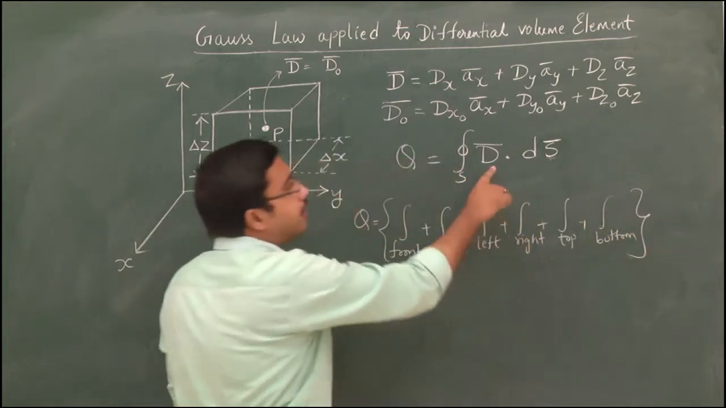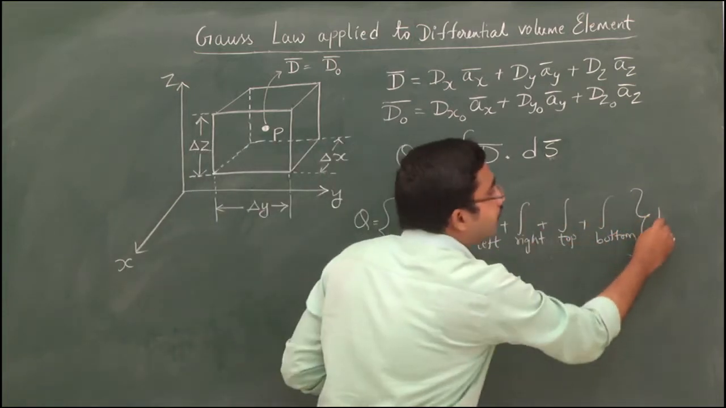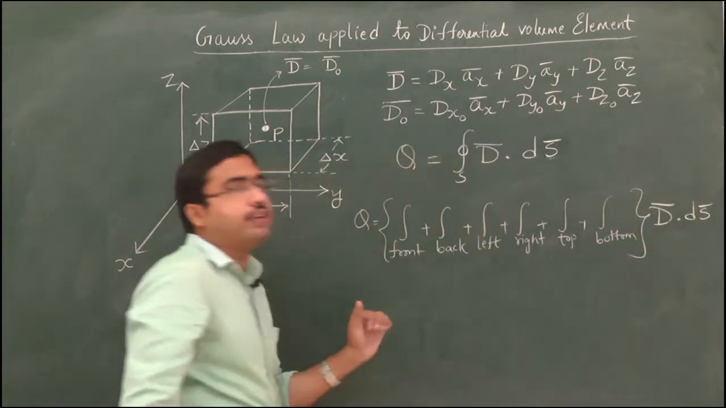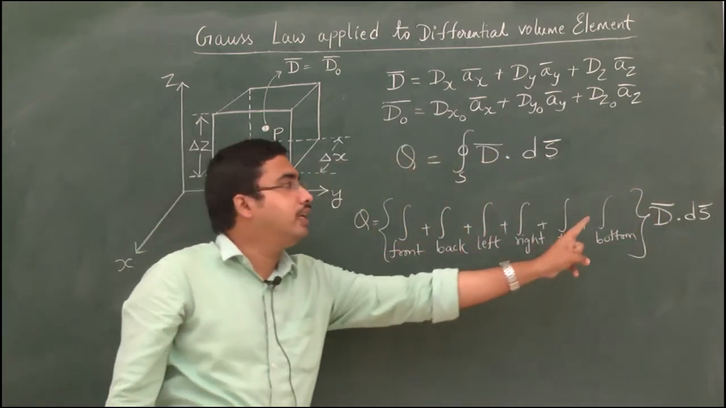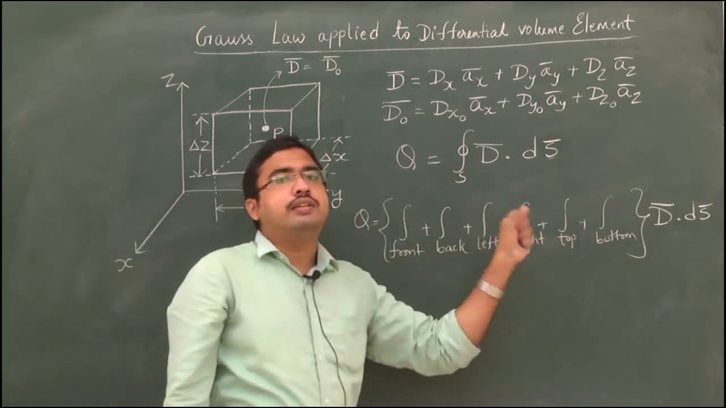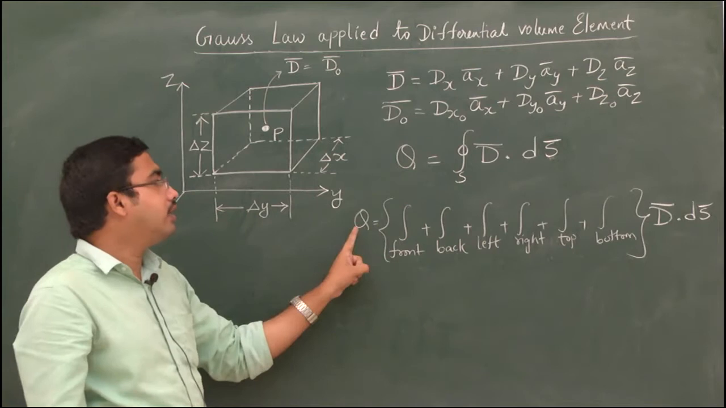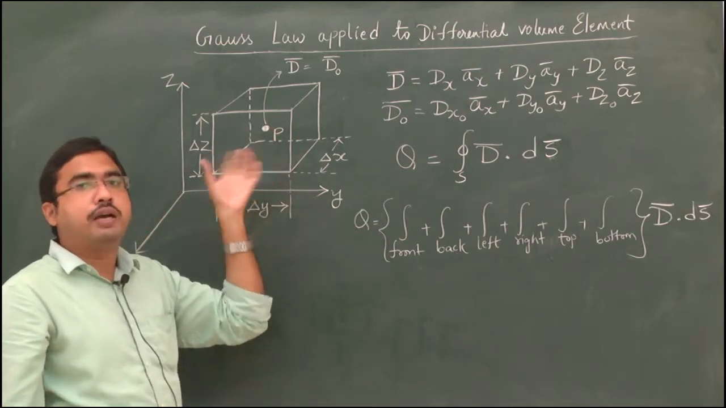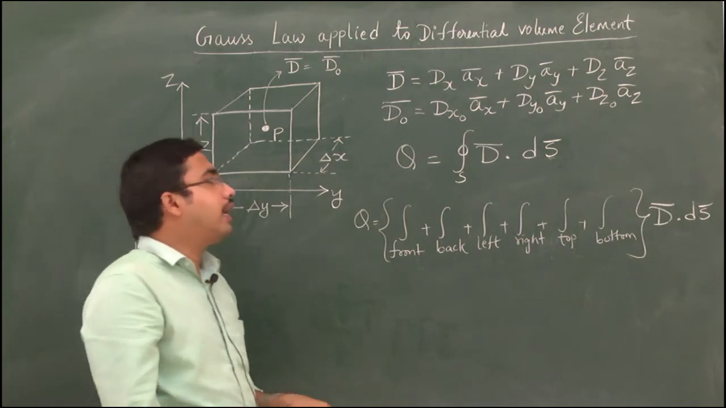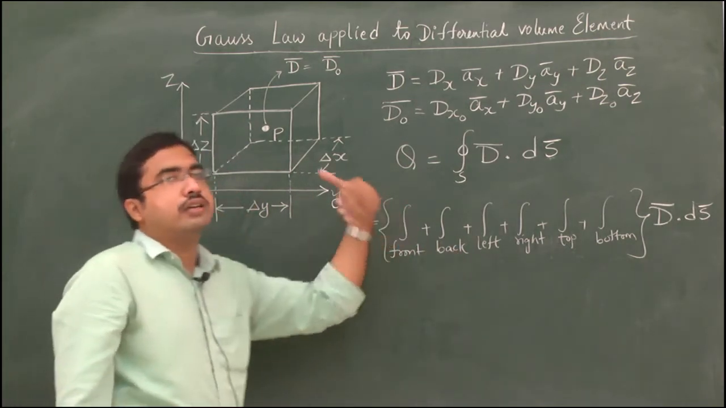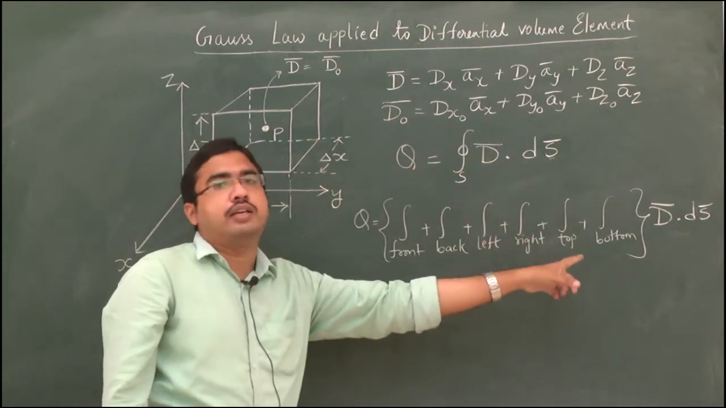This integral is to be applied for which quantity? D bar dot dS bar. If we calculate each integral of D bar dot dS bar separately and add them, then we can get the total charge Q for a differential volume element by using Gauss law. Okay, let us calculate the first two integrations, and similarly you can apply those formulas to the remaining integrations also.